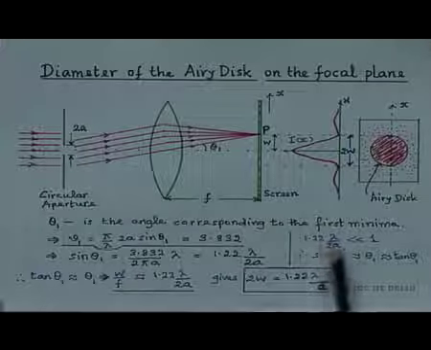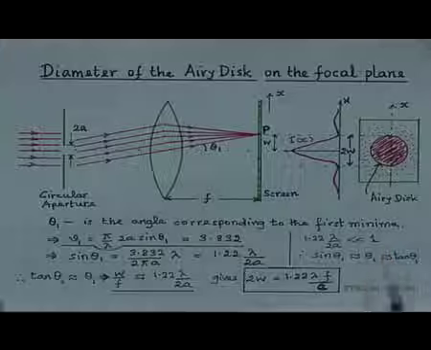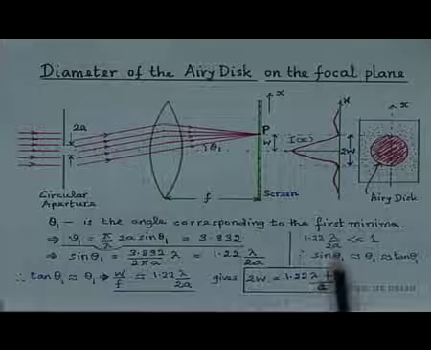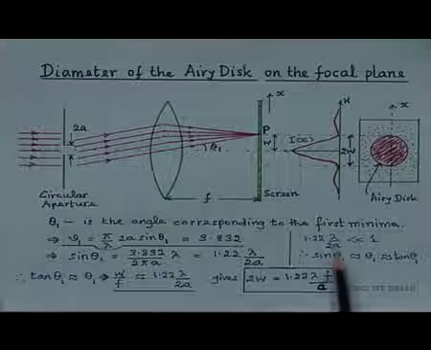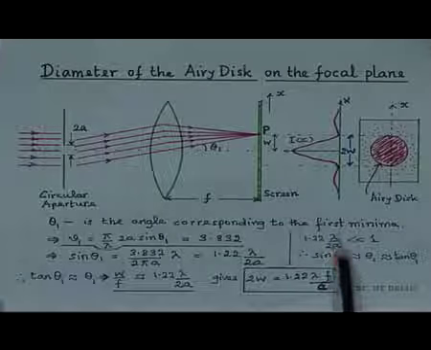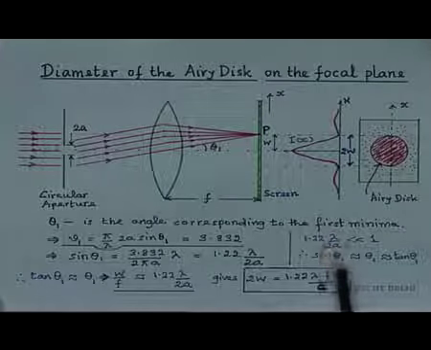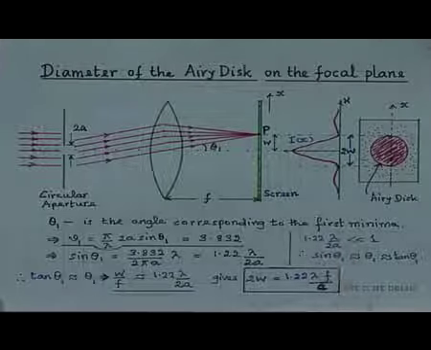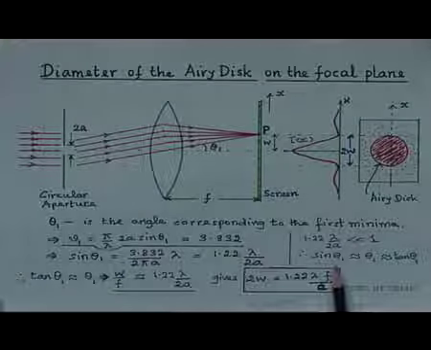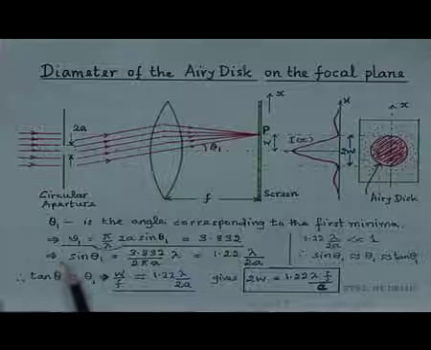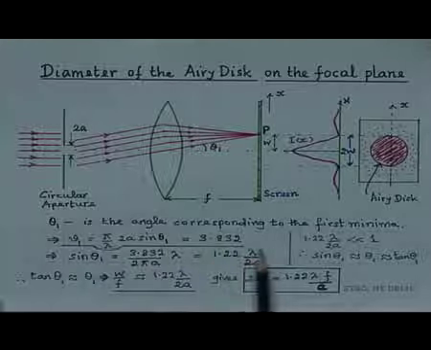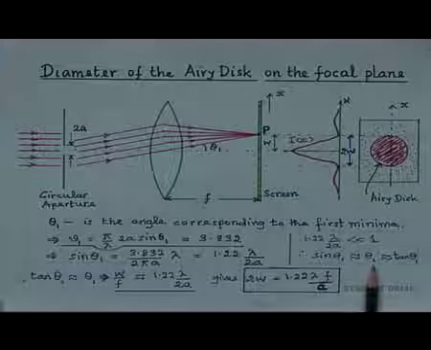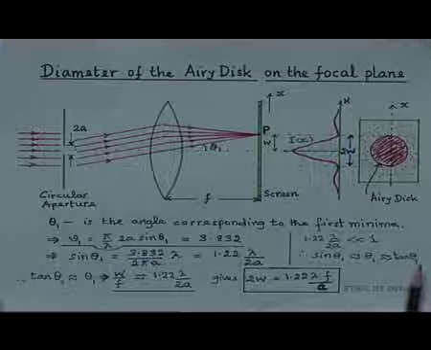Now, 1.22 lambda by 2a is much less than 1. We have already seen that lambda is less than 1 micrometer, whereas a is of the order of 1 millimeter or maybe 0.1 millimeter, and therefore this quantity is much less than 1. In the earlier lecture, we put numbers and saw that this quantity is of the order of 10 power minus 3, and therefore sin theta 1 can be approximated by theta 1, which is nearly equal to tan theta 1.